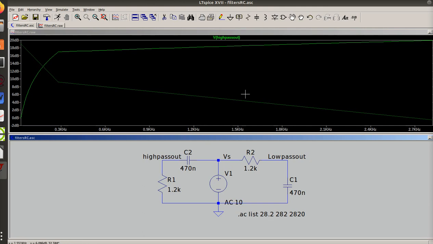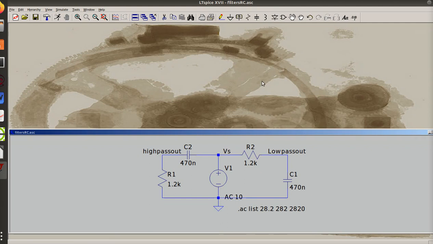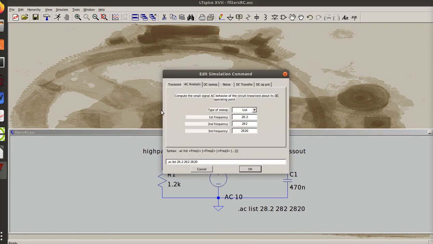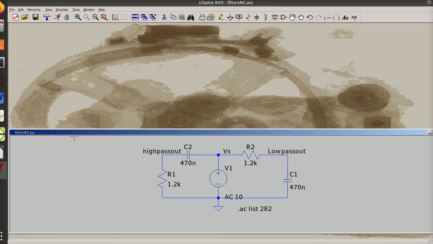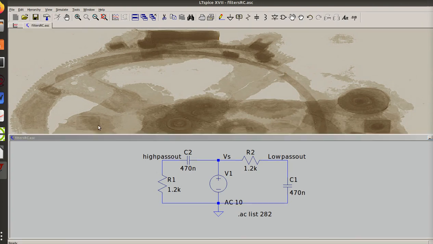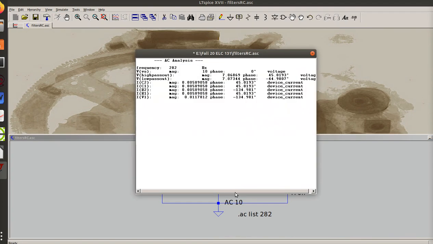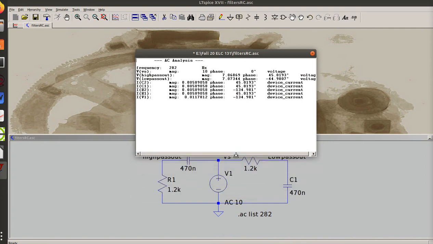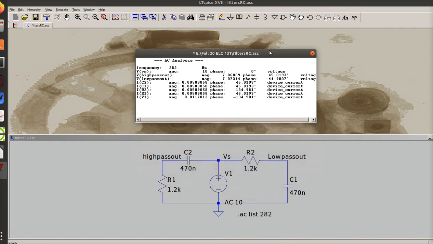So I'm going to close this and just do it one frequency at a time. I think from the standpoint of just seeing this will be a little easier to take. So we're going to do one frequency. It's just going to be 282, and we're going to get rid of these. Leave them blank. Okay. So now if I run it, I get my standard output that we're used to.